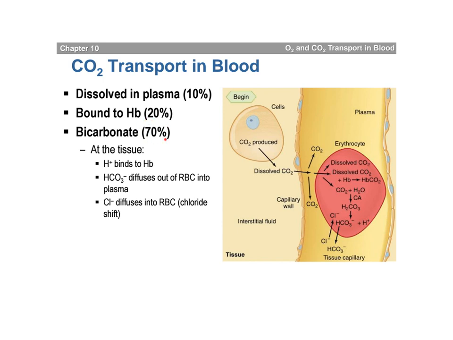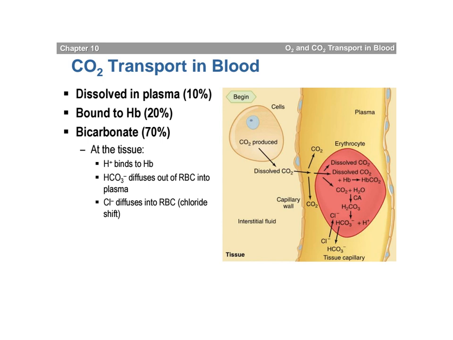Finally, the majority of CO2 is transported in your blood in the form of bicarbonate. In tissue, let's take a look at this. CO2 is produced, dissolves, and is able to enter into a red blood cell, and CO2 and water can combine to form carbonic acid. The CA stands for carbonic anhydrase, which is an enzyme that tremendously speeds up this reaction. So it helps in the formation of carbonic acid.